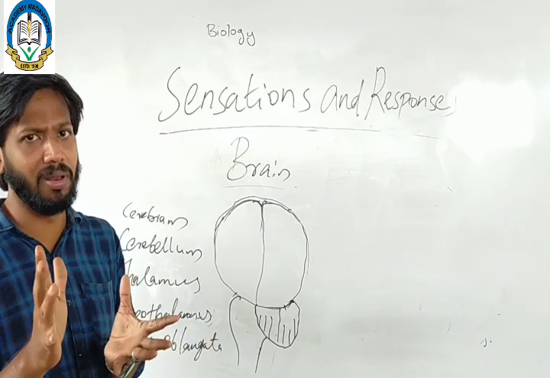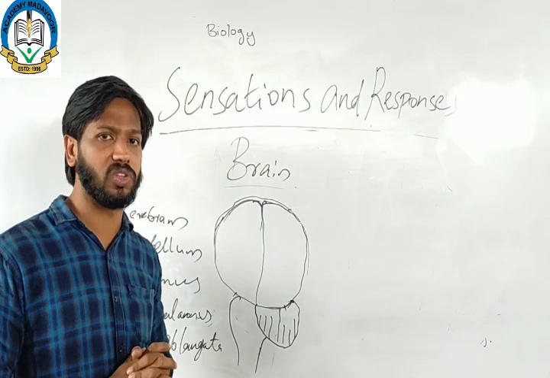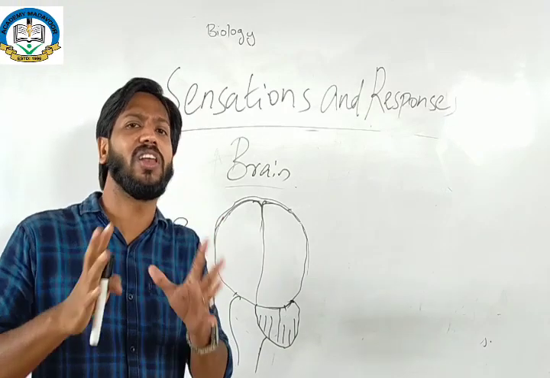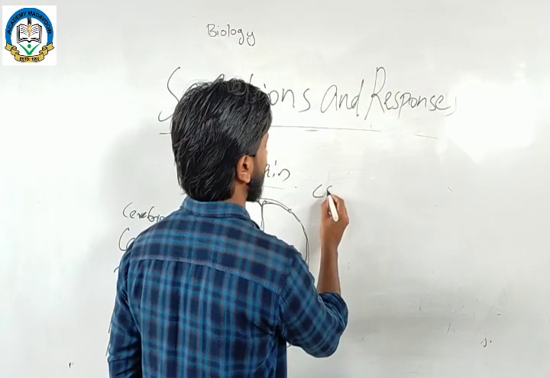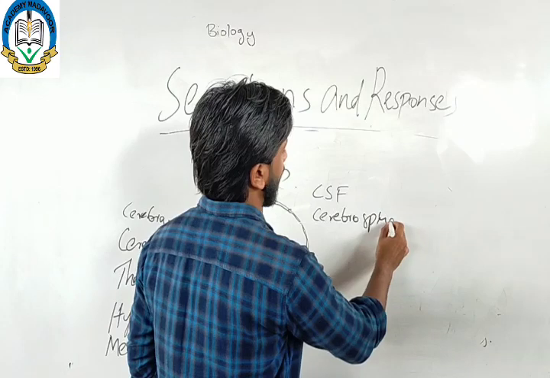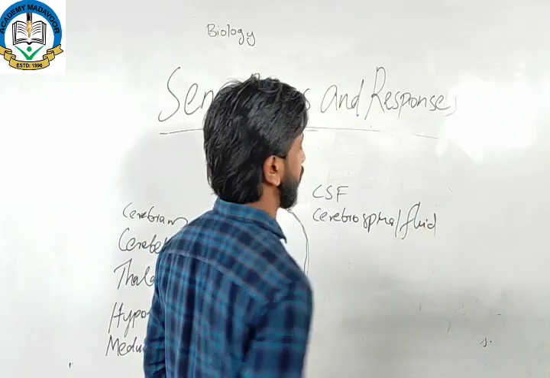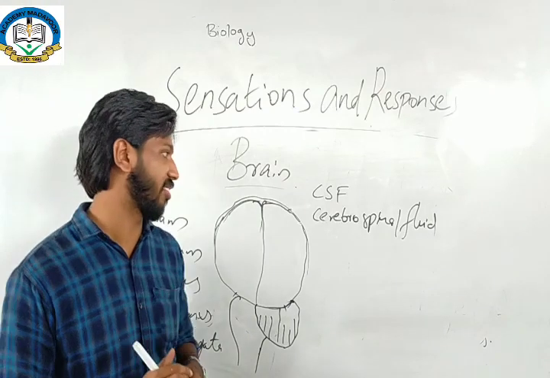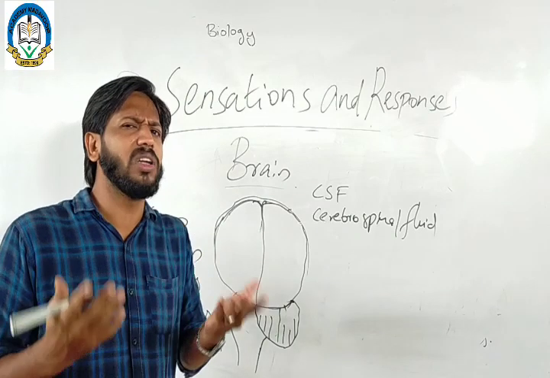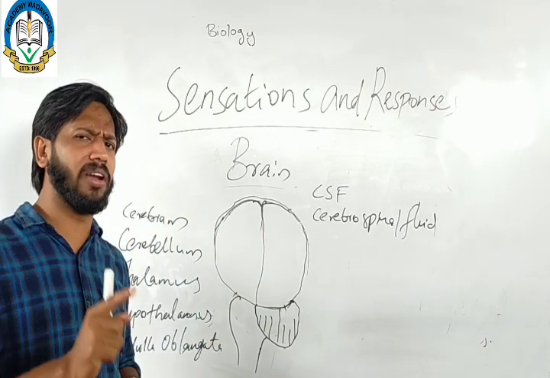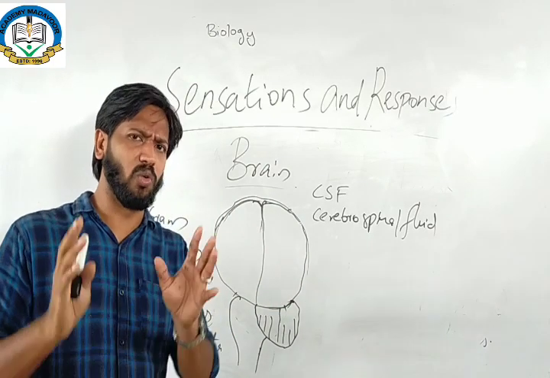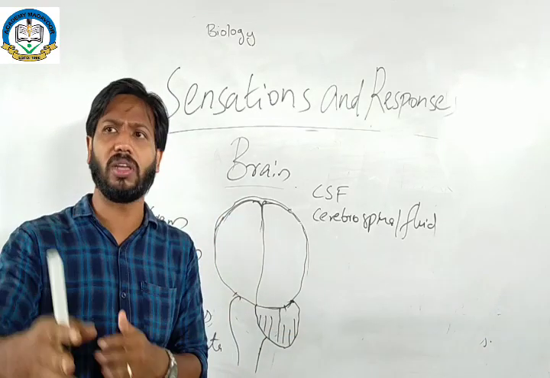A three-layer membrane is called meninges. The brain is covered by a three-layer membrane, the meninges. The meninges is filled with a special fluid called cerebrospinal fluid, CSF for short. How is it forming? The cerebrospinal fluid is formed from the blood and reabsorbed into the blood.